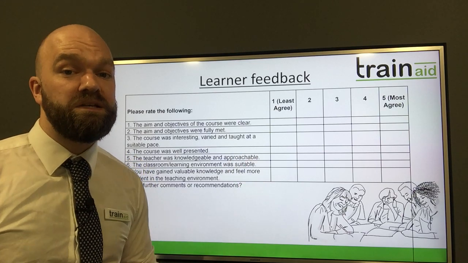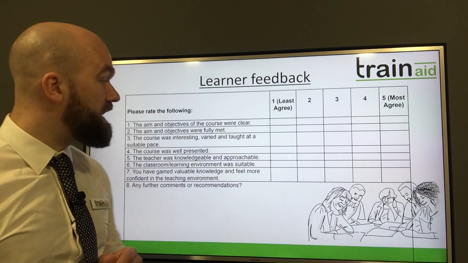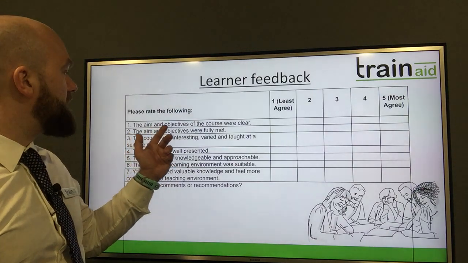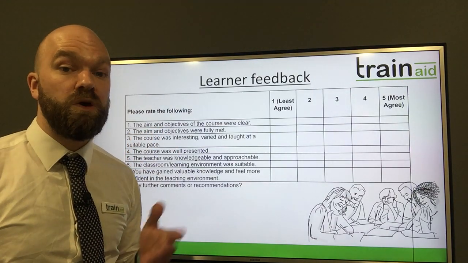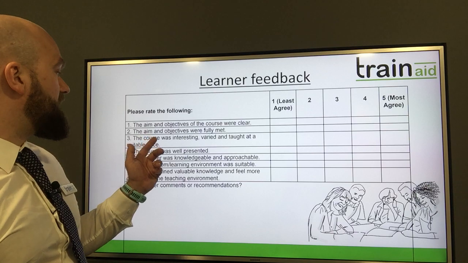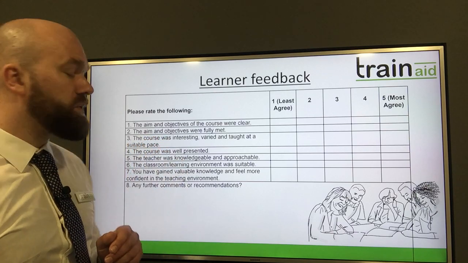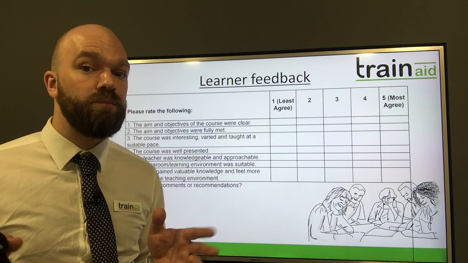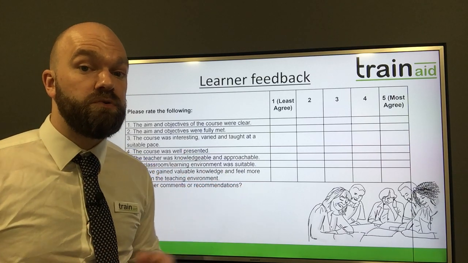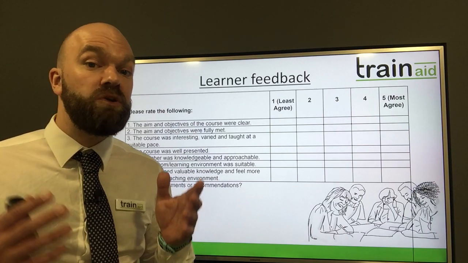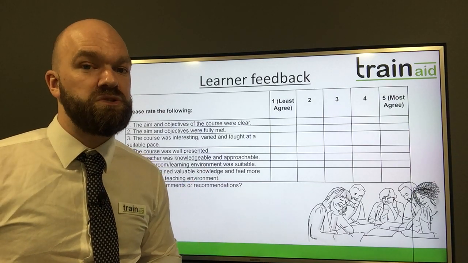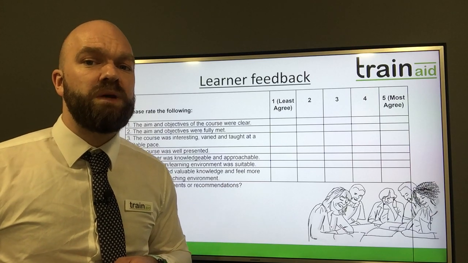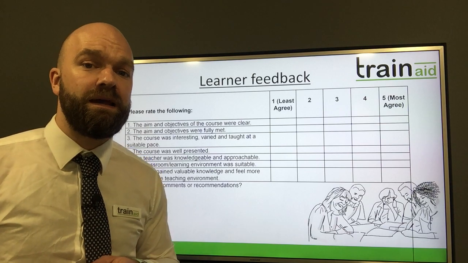Just behind me, we have an example of a learner feedback form. So as you can see, we have different titles here, such as the aim and objectives of the course were clear. We also have the course was interesting, varied, and taught at a suitable pace. Now you can create your own learner feedback form, or you can use the one provided by TrainAid. You can even use online surveys as well, such as SurveyMonkey. You could even screenshot the results. But we are expecting to see learner feedback in here, okay?